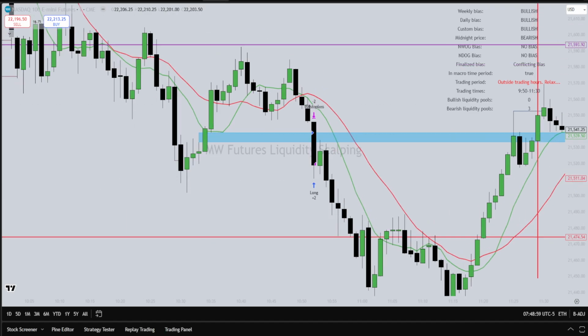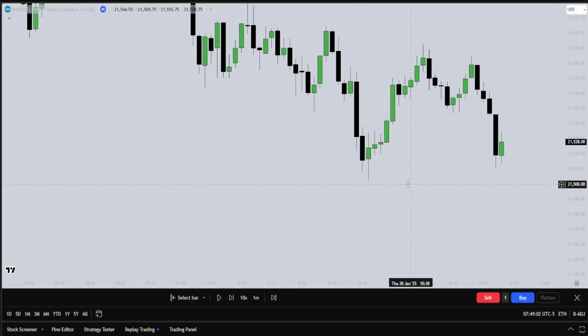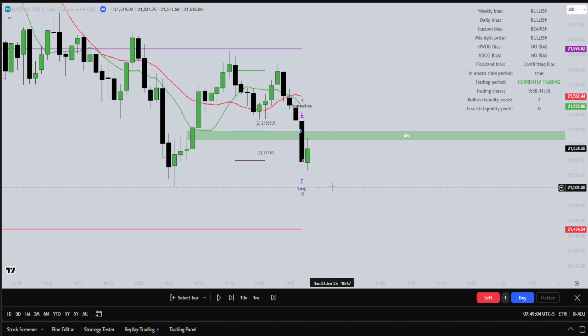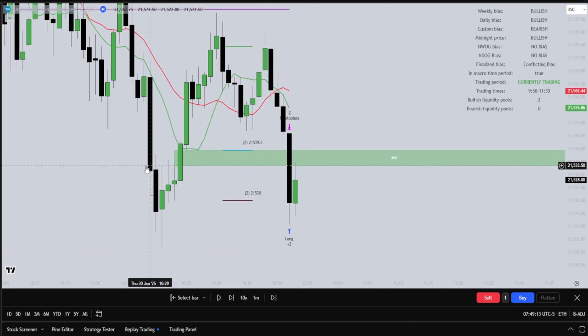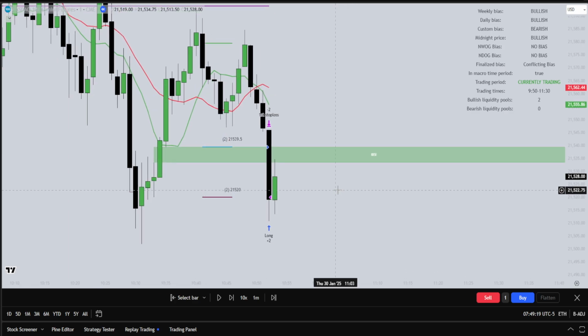So let's see what we can actually do about that. We see that with the default settings, this is a valid fair value gap to trade because it is, let's see how many handles. It is 6 handles.